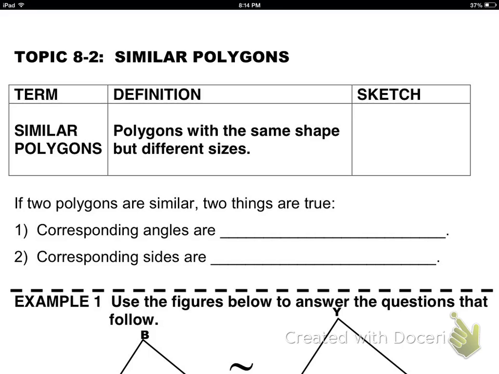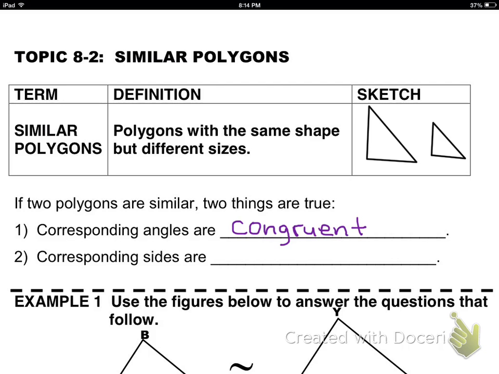And when we talk about similar polygons, what we're talking about are figures that have the same shape but different sizes. For example, the two triangles there on the right. These are definitely different sizes, but they have a similar shape. And when you have two similar polygons, there are two things that are always true. First of all, corresponding angles are congruent.